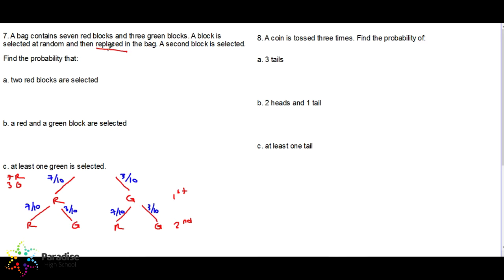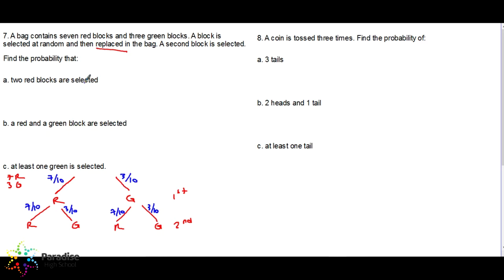If it was without replacement, then the number of blocks in the second row will be 1 less. This will be not 10 but 9, because 1 block is already drawn, if it is without replacement. But this is replaced, so nothing has changed.